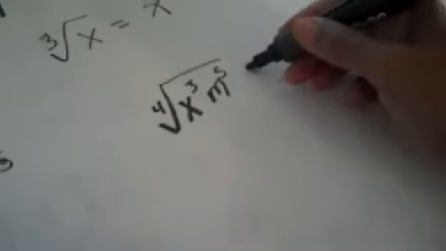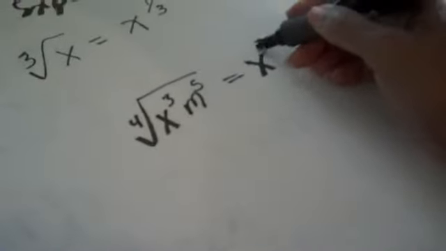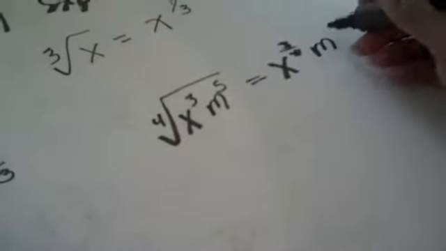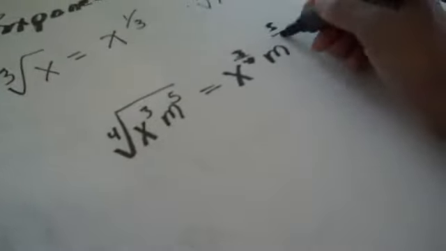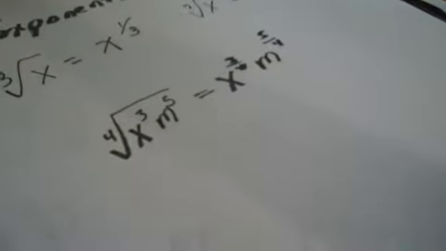Another example, if we had the 4th root of x to the 3rd m to the 5th, then using fractional exponents, this would be x to the 3/4 m to the 5/4. Now you note that that's an improper fraction, but you don't change it to a mixed number. You leave it as an improper fraction.